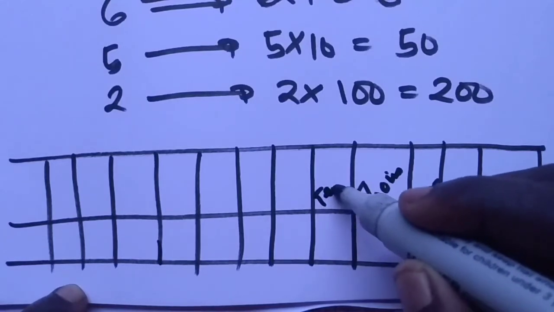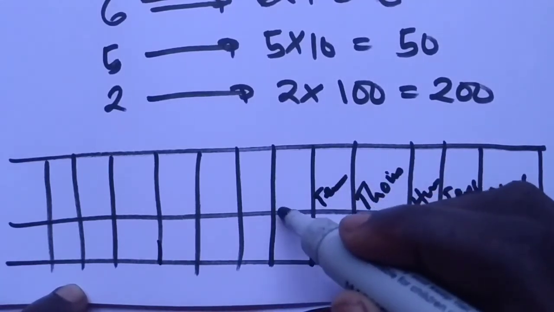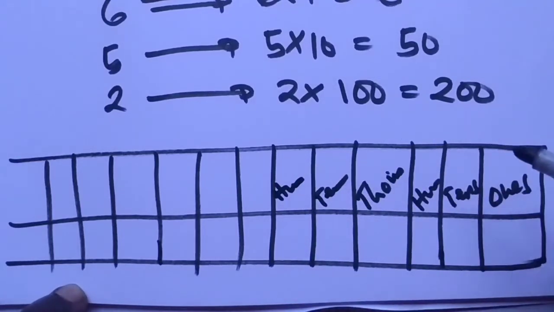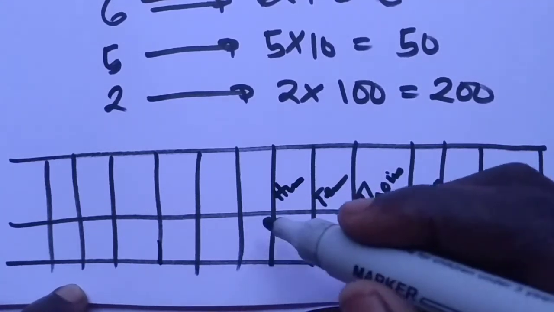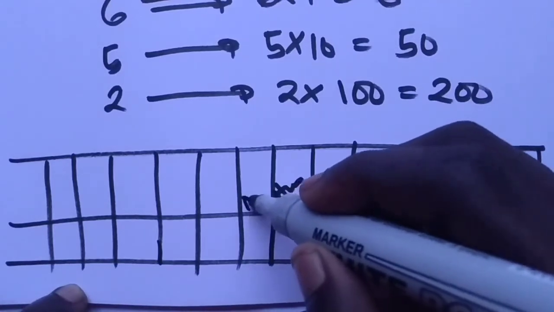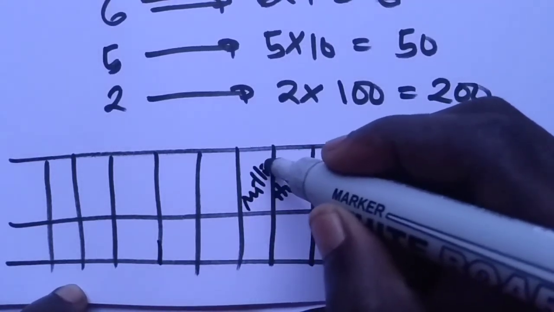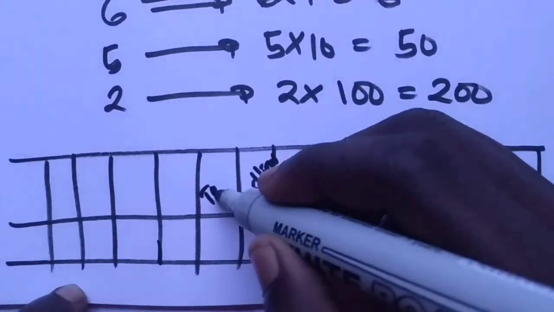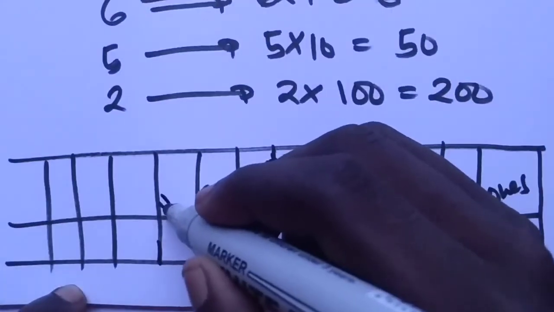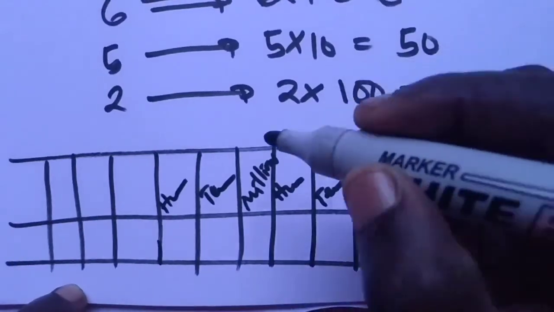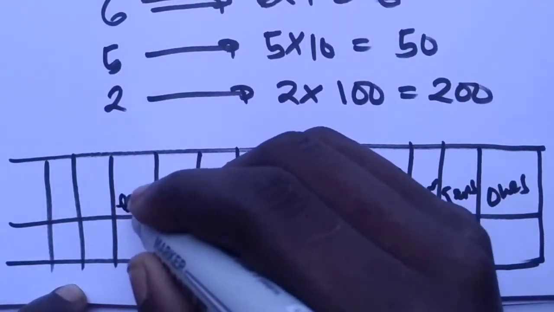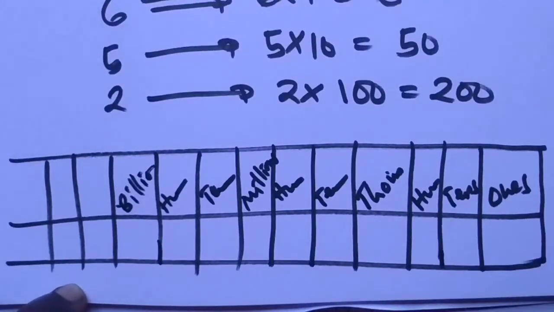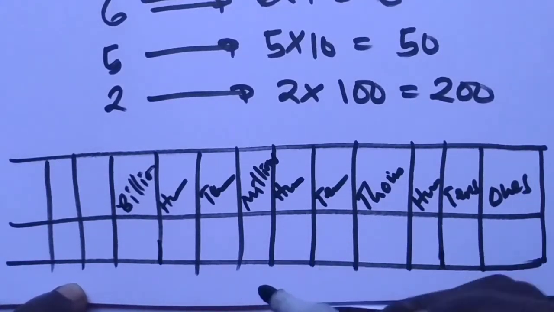Then tunafuata 10,000s, yani makumi elfu. Baada ya 10,000 tunaenda 100,000s, yani laki. Tukishatoka 100,000 yani laki tunaenda kwenye millions. From there we have 10 millions. From there we have 100 millions. Unaona? After 100 millions we have billions. After billions we have 10 billions, 100 billions.